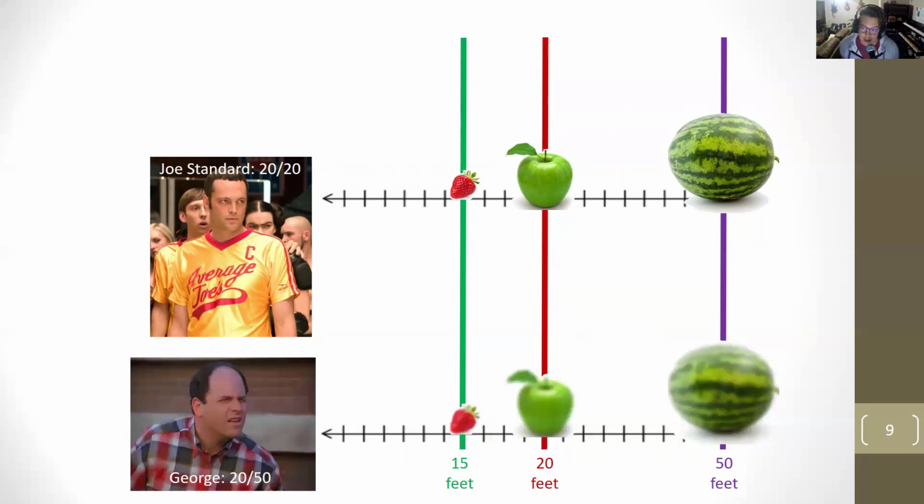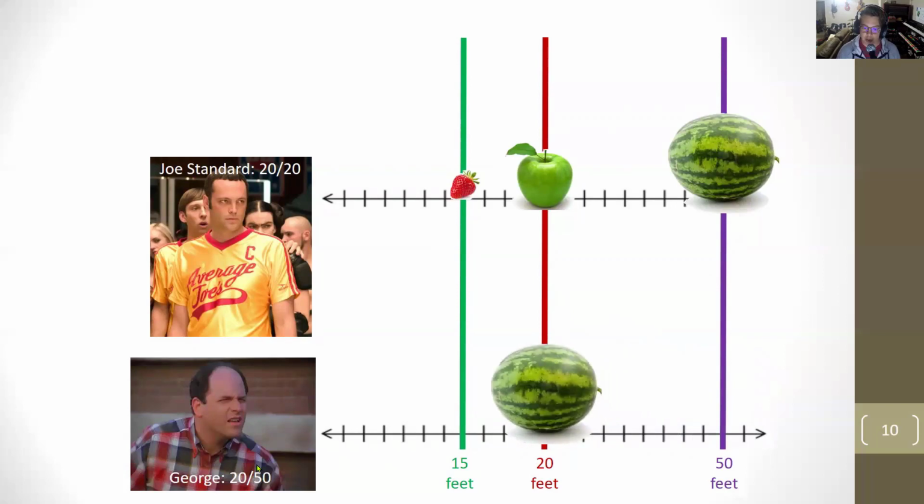So let's say George now is 20/50. So he does not see with as much clarity at the same distance as Joe Standard, okay? So at 15 feet, 20 feet and 50 feet, these same objects, if they're at the same distance, are going to look blurry. And if we want to be able to resolve the detail for George, who's 20/50, I've got to move everything closer, okay? So, oh wait, what about this? If I move that watermelon from 50 feet to 20 feet, suddenly it's just barely clear enough. In fact, George, here we go, get ready.